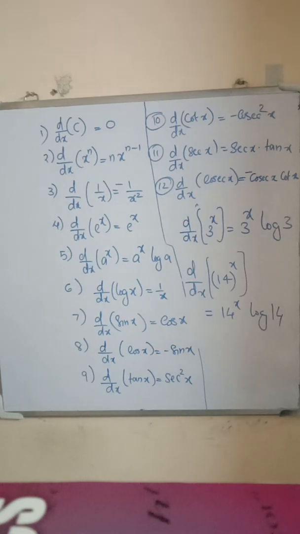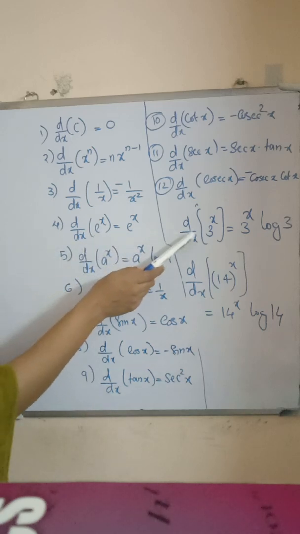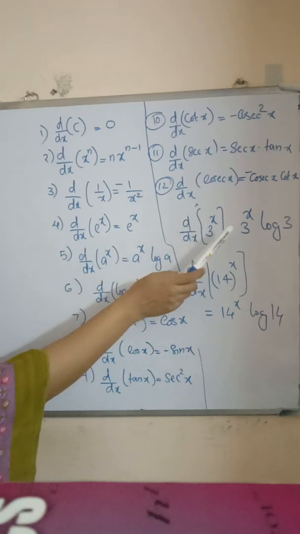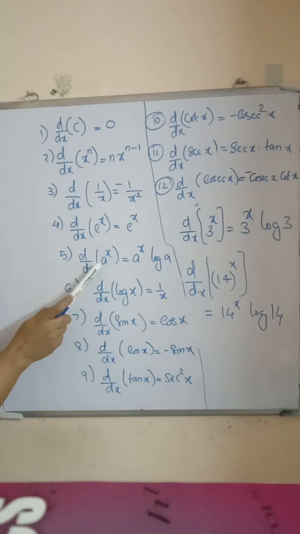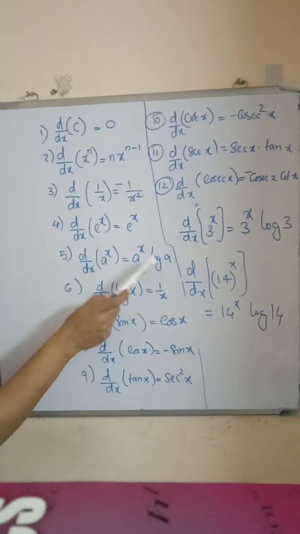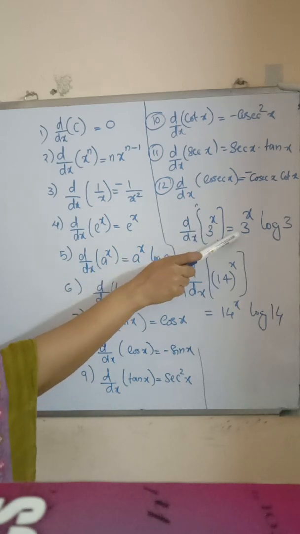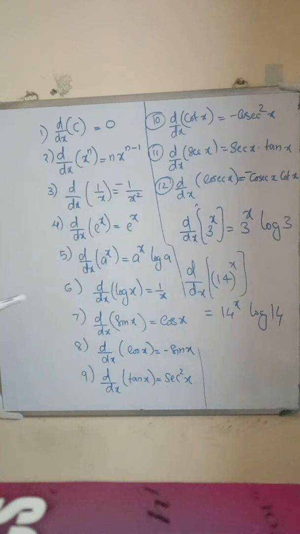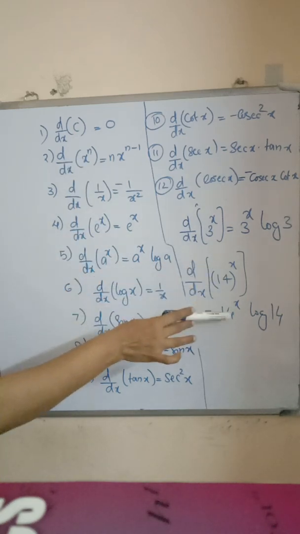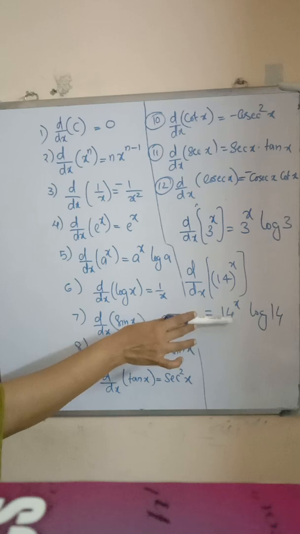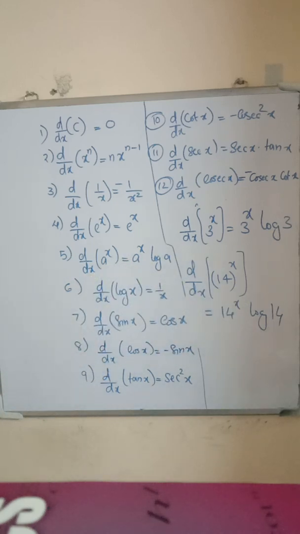That is d by dx of 3 raised to x. That is 3 raised to x log 3. Here a raised to x, then a raised to x log a. Similarly 3 raised to x, 3 raised to x log 3. D by dx of 14 raised to x, we get 14 raised to x log 14.